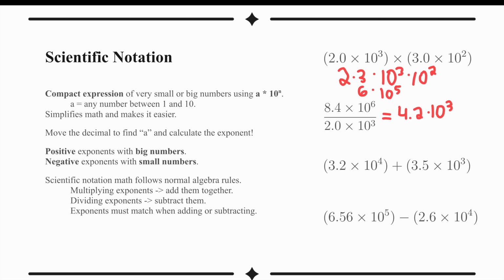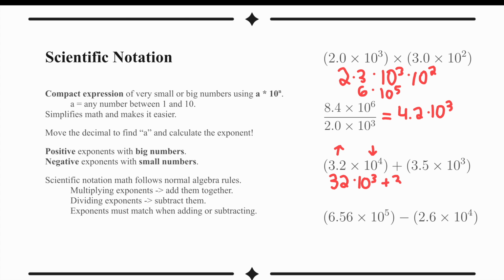When you want to add or subtract in scientific notation, you need to have the exponents match. For instance, with this equation, we need to change one of these numbers so that the exponents match so that we can add them together. 3.2 times 10 to the fourth can also be written as 32 times 10 to the third. Because we're increasing the size of this number, we need to decrease the size of this number.